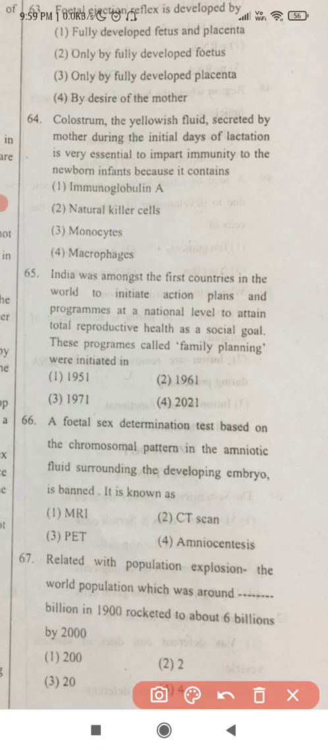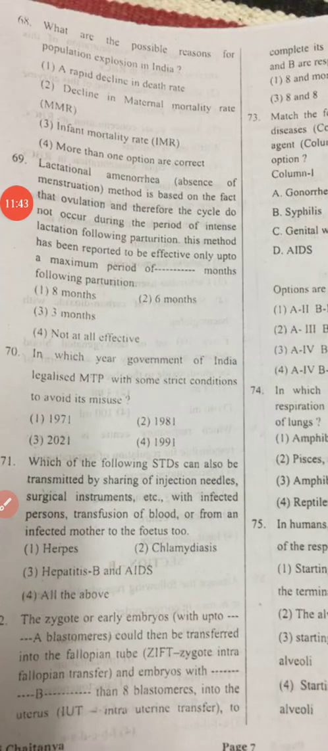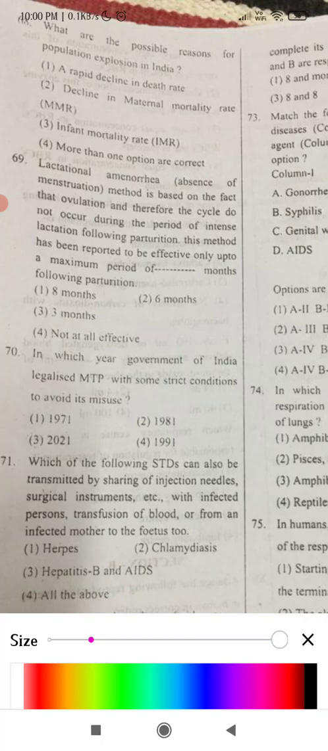related with population explosion. The world population, which was around 2 billion in 1900, is given in your NCERT also. So what are the possible reasons for the population explosion in India? So what is the possible reason?